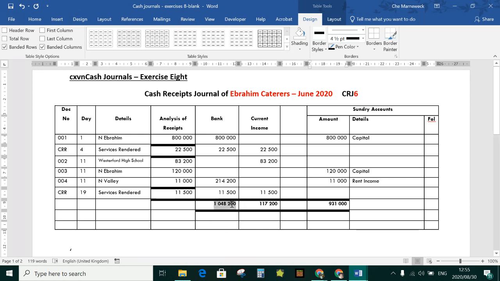We then want to check that we've added up correctly. So the total of bank should equal the total of the other columns added up. So 117,200 plus 931,000 gives me 1,048,200. So we're happy that they balance. That's our CRJ done.